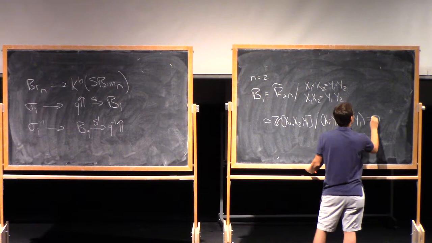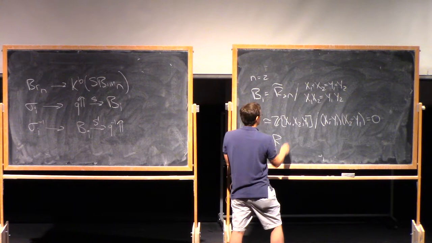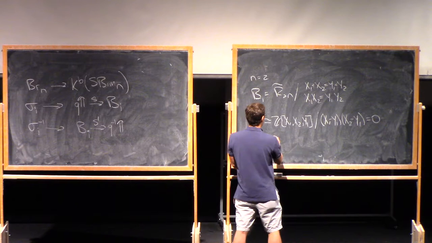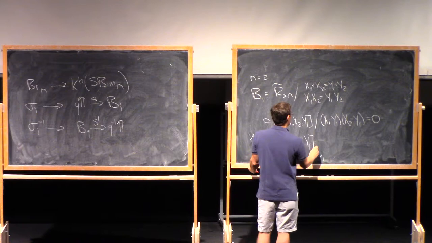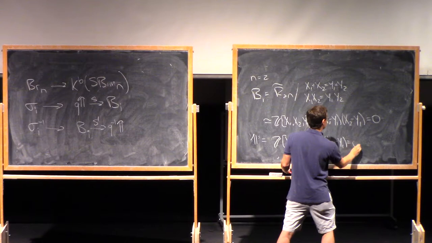And on the other hand, this module 1, well, I could again eliminate y2 if I felt like it. This is Z of x1, x2, y1, modulo the relation that x1 equals y1.